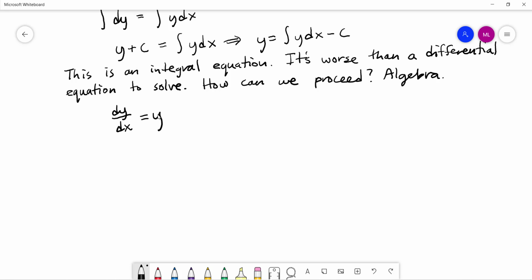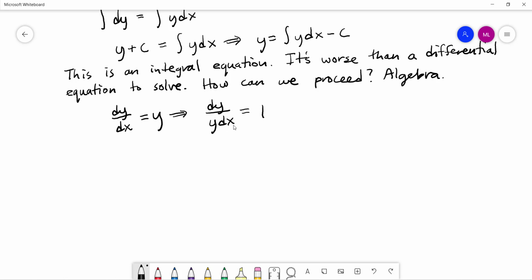I need to divide both sides by y. So if I divide both sides by y, I'll have dy over y dx is equal to just 1, because we divided the right-hand side by y. Now I've got all the variables on the left-hand side. It's good, I've got all the y's where I need them to be, but I also have an x over here. And so I want to get rid of that x.